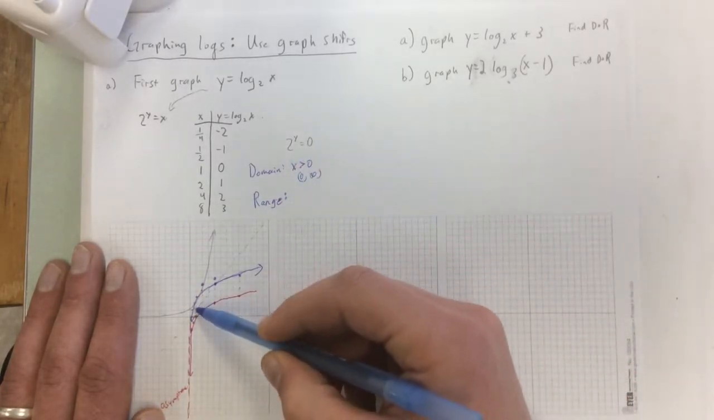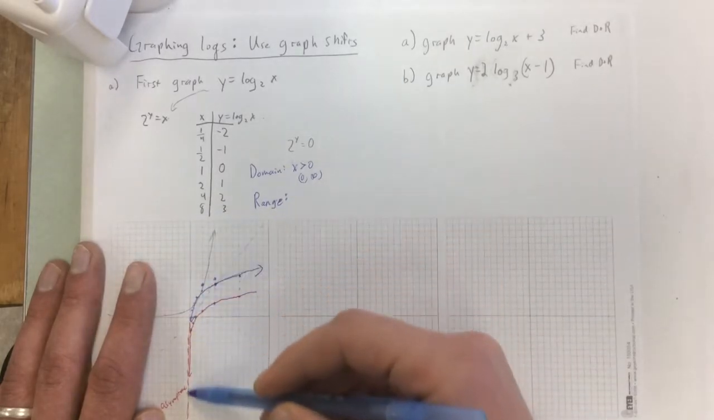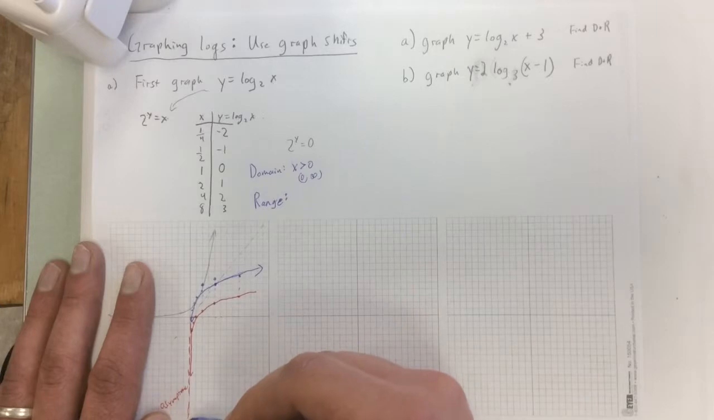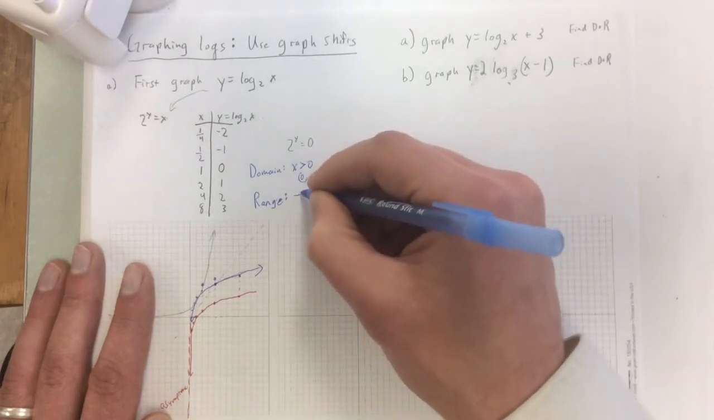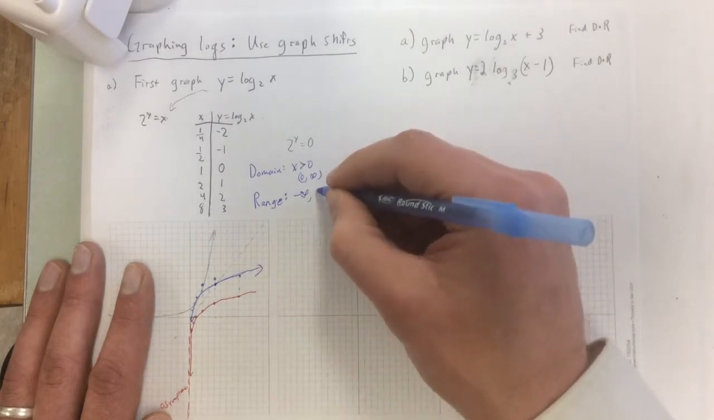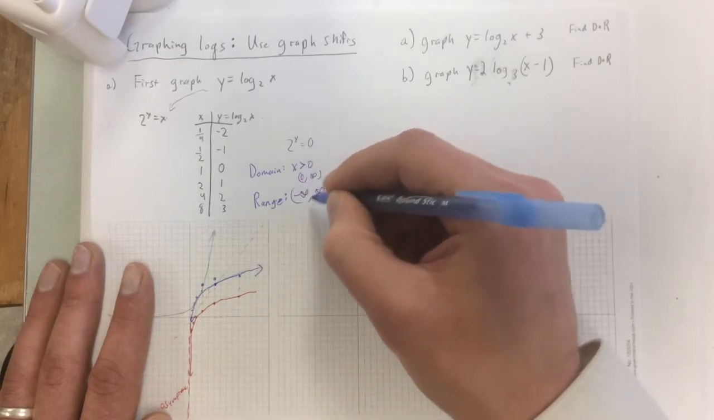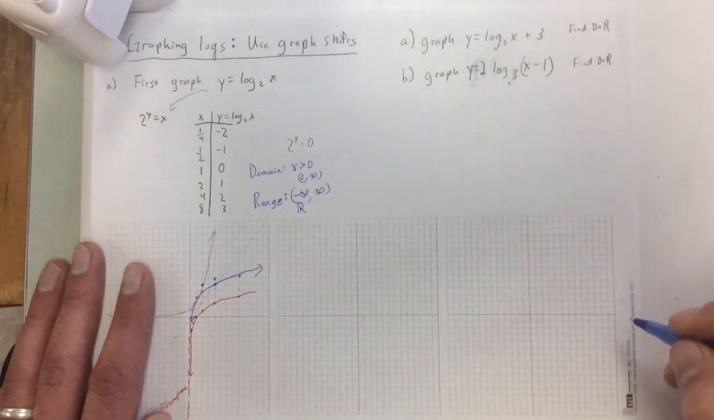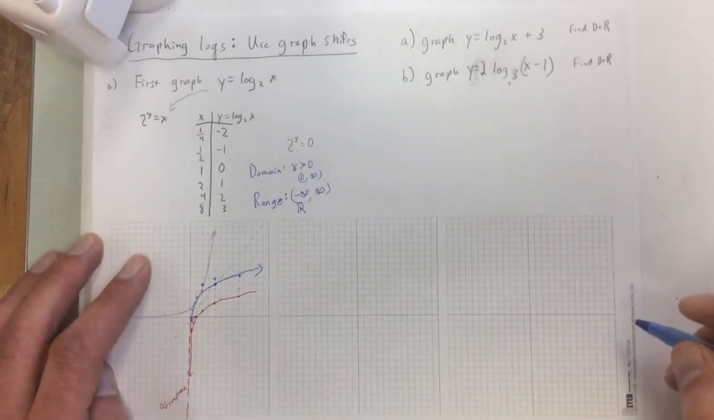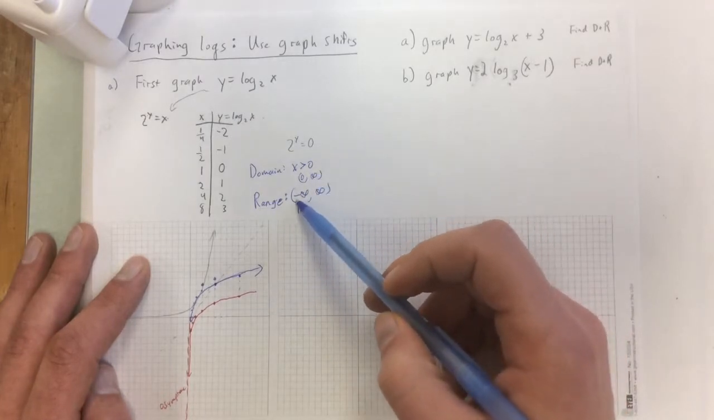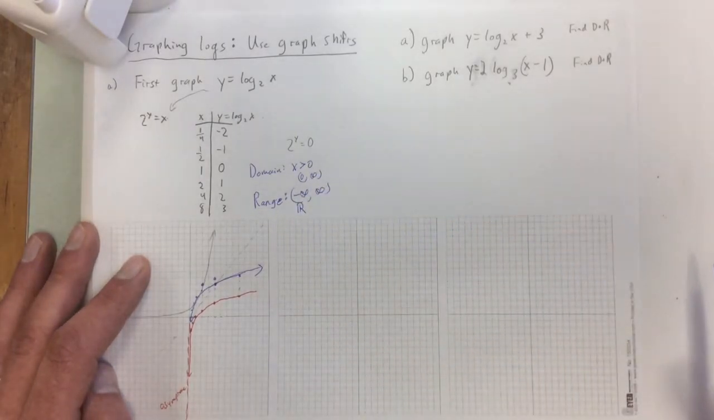Well, are all the y values covered? The y values covered by this. This just keeps going down, down, down, down, down. It just keeps going down, so that's going to be negative infinity. And it keeps going up too, so it's going to be going up to positive infinity. Or you could write all real numbers. So the domain is all numbers bigger than zero, and the range is from negative infinity to positive infinity.